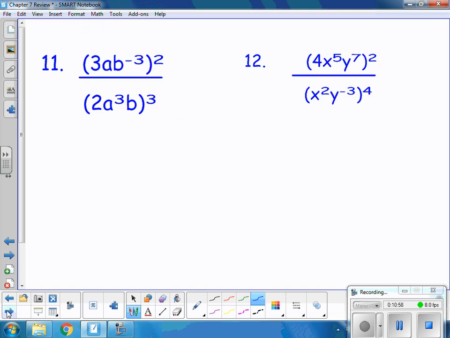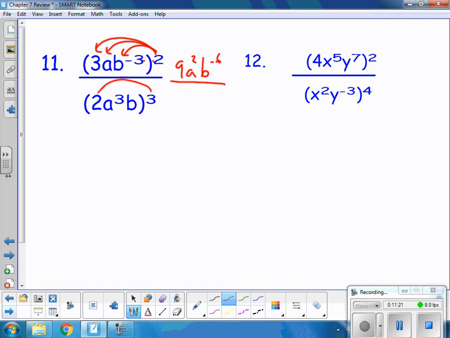Let's take a look at number 11. Oh, we got all kinds of stuff going on here. We got squaring, we got dividing. Whew, kind of fun. So let me square all the terms. Okay, so I end up with 9 a to the 2nd because I'm squaring that. And b, I'm squaring this one, so it's negative 3 times the 2. So it's going to be negative 6.